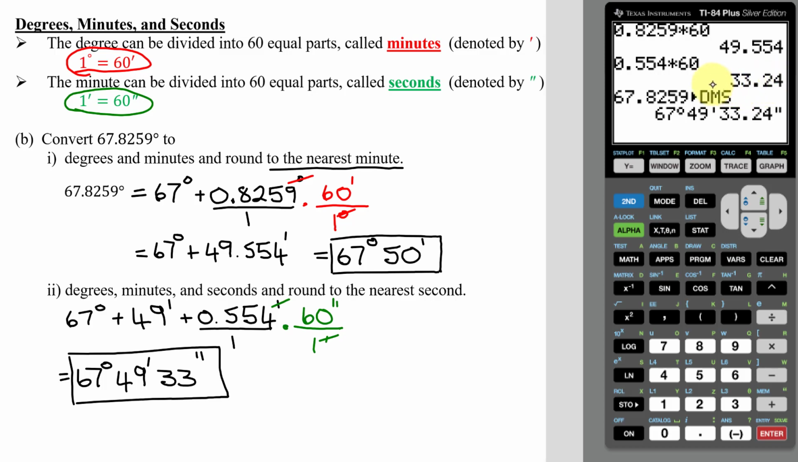The only problem with using this key is if you have to round the answer just to degrees and minutes. So if we look at this answer, you tend to think 3 is less than 5, it's not going to round the 9 up. But remember, these are seconds. Half a minute is 30 seconds. So if this number is 30 or above, it's going to round the 49 up to 50, and it will give us 67 degrees, 50 minutes.